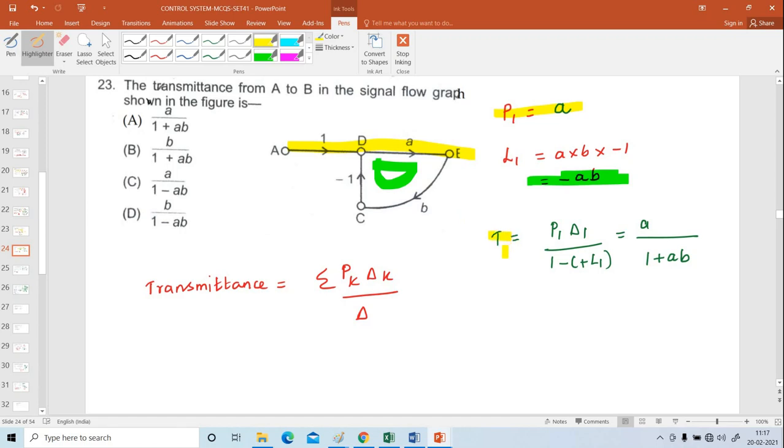And next find out the transmittance. P1 delta 1 divided by 1 minus L1. A divided by 1 minus of minus AB, that is 1 plus AB. Option A is the correct answer.